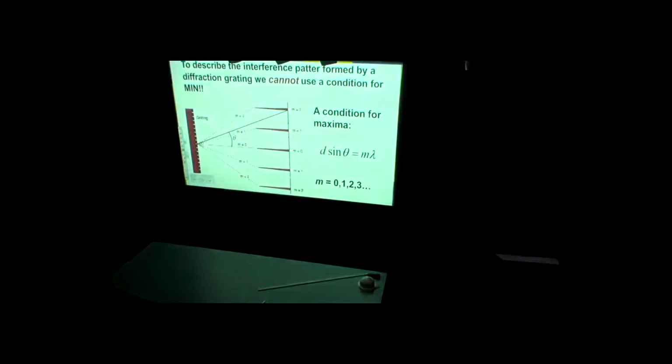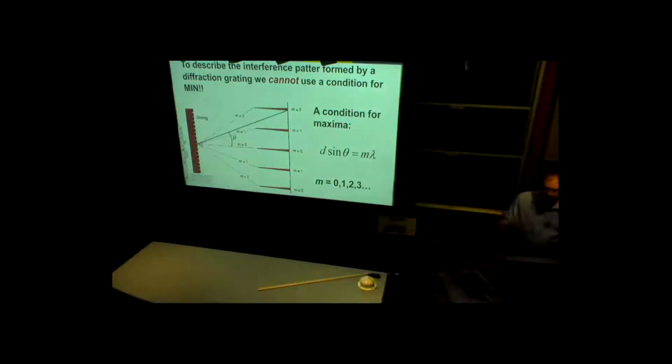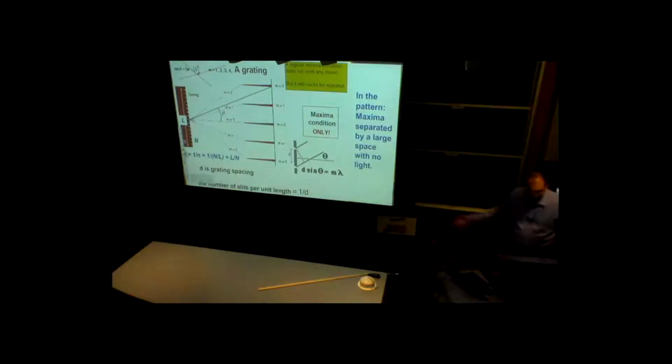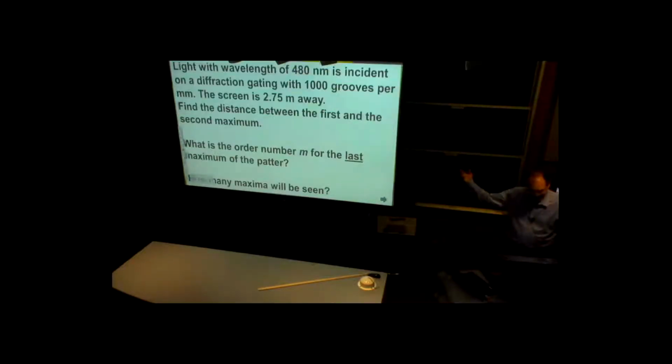The equation for each maximum for a diffraction grating is the same as the equation for each maximum for a double slit situation. But there is only one equation we can use for a grating, for maxima, because minima don't exist. Again, the space with no light is so vast we cannot pinpoint a special location for that. Well, what do we do now? Of course, solve the problem.